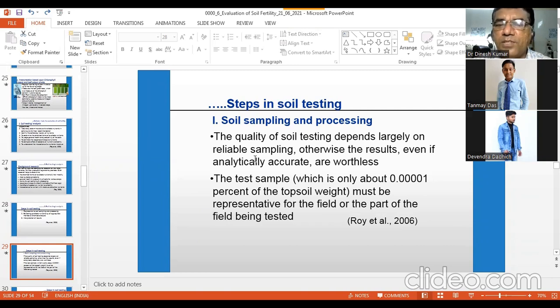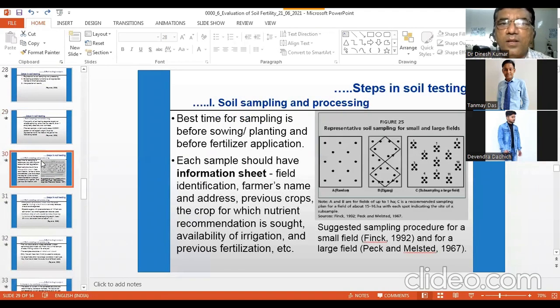The test sample, which is only about 0.00001% of the topsoil weight, a very small fraction, must be representative of the whole field. Now, the best time for sampling is before sowing or planting and before fertilizer application. So this is the best time. Generally, sampling should be taken after harvest of the crop.